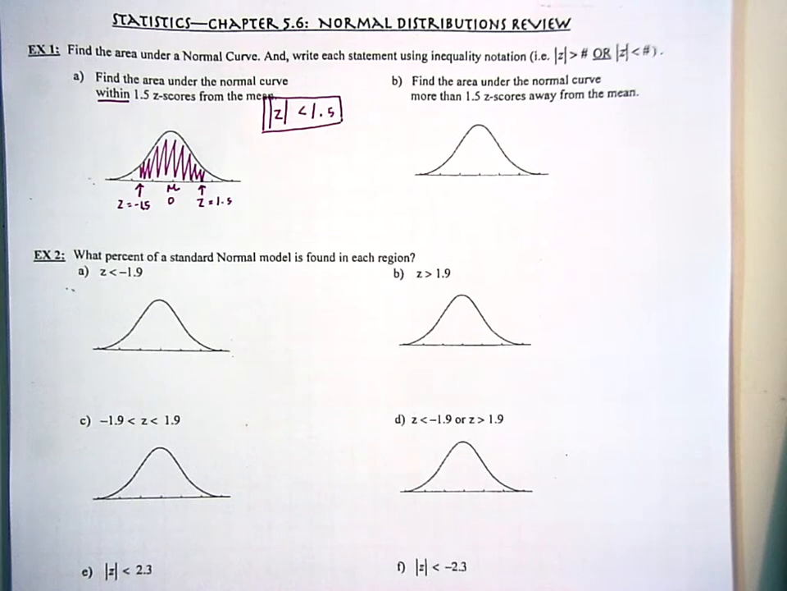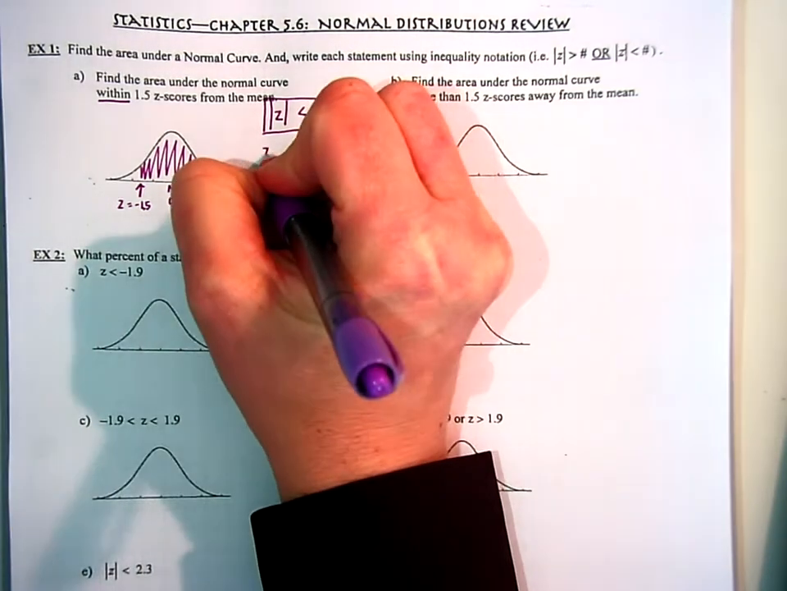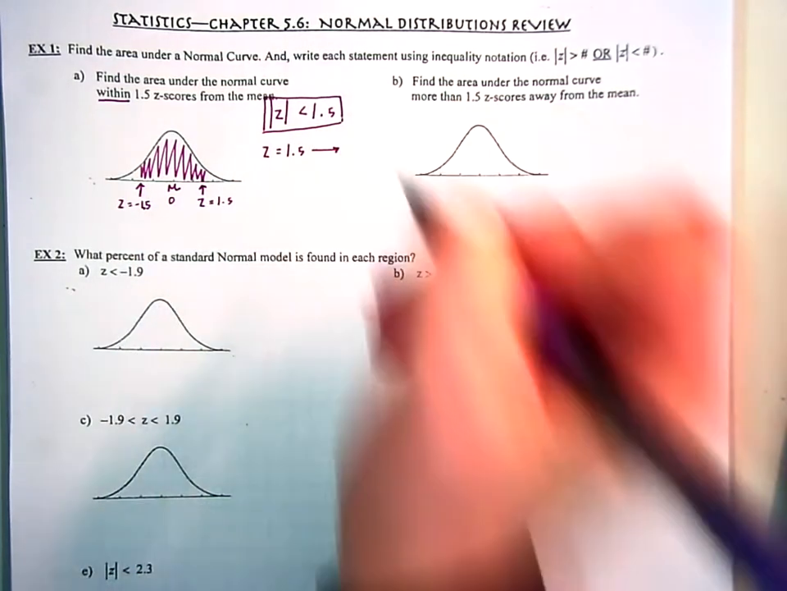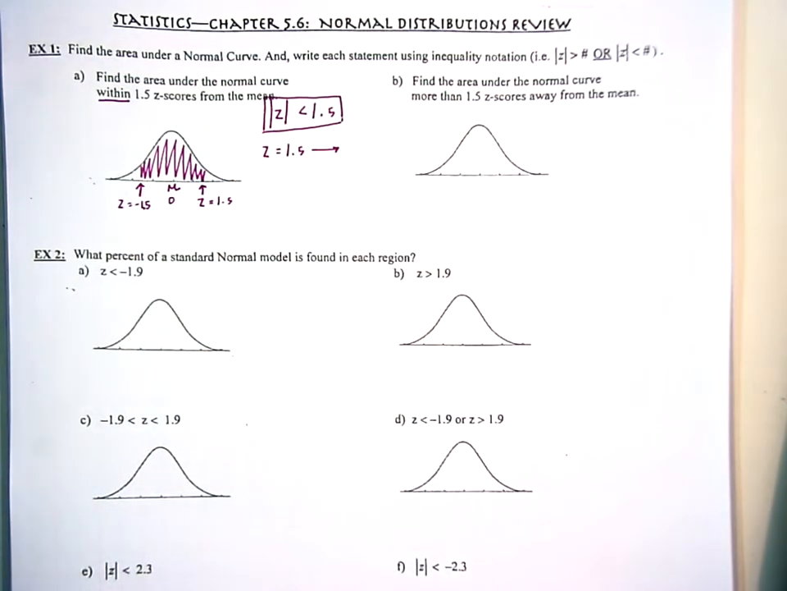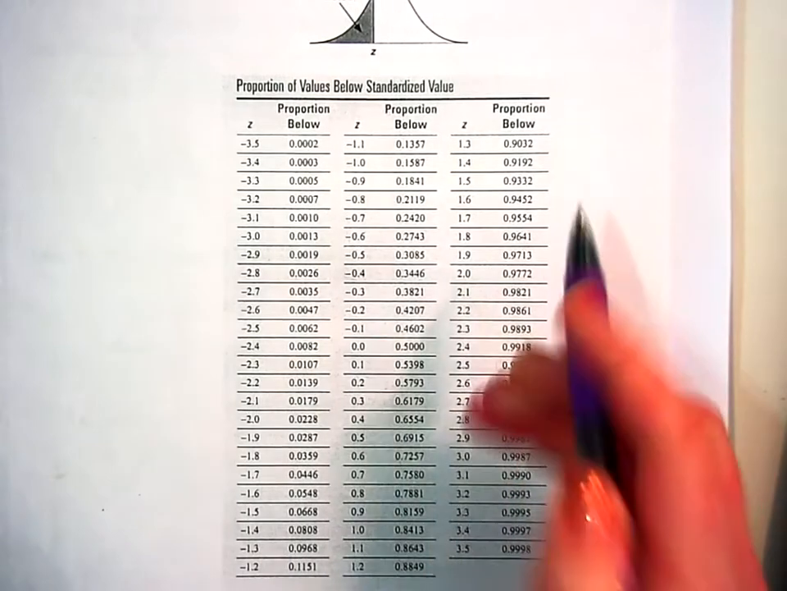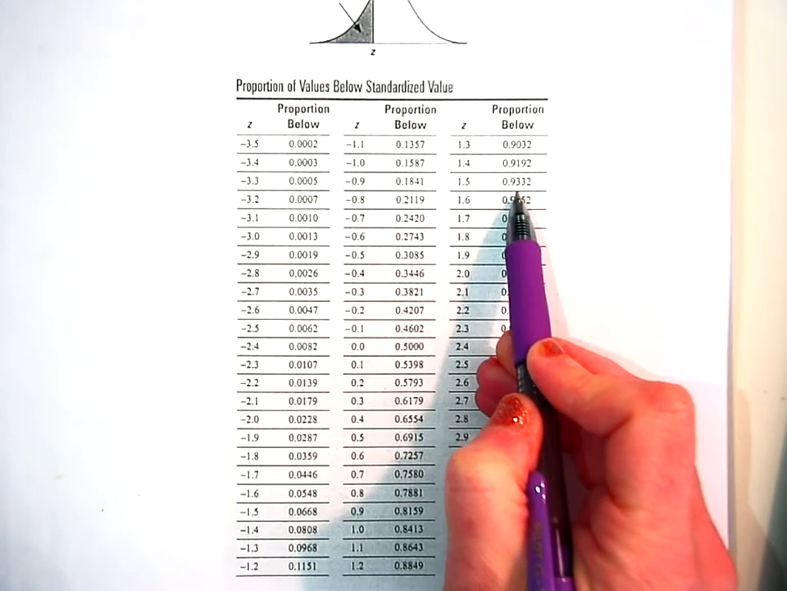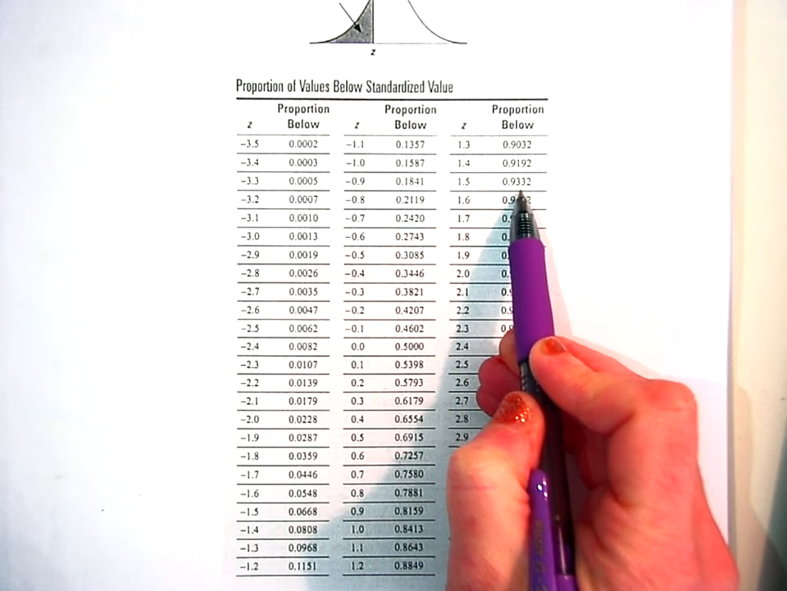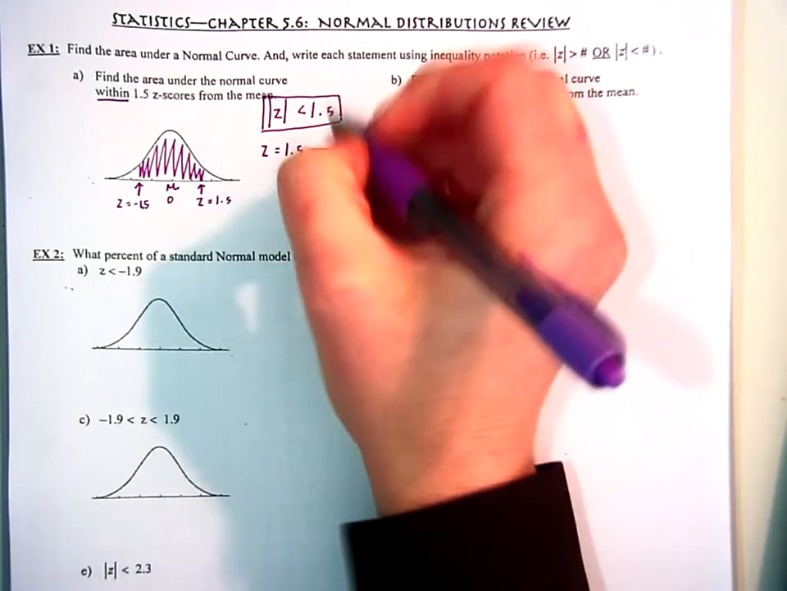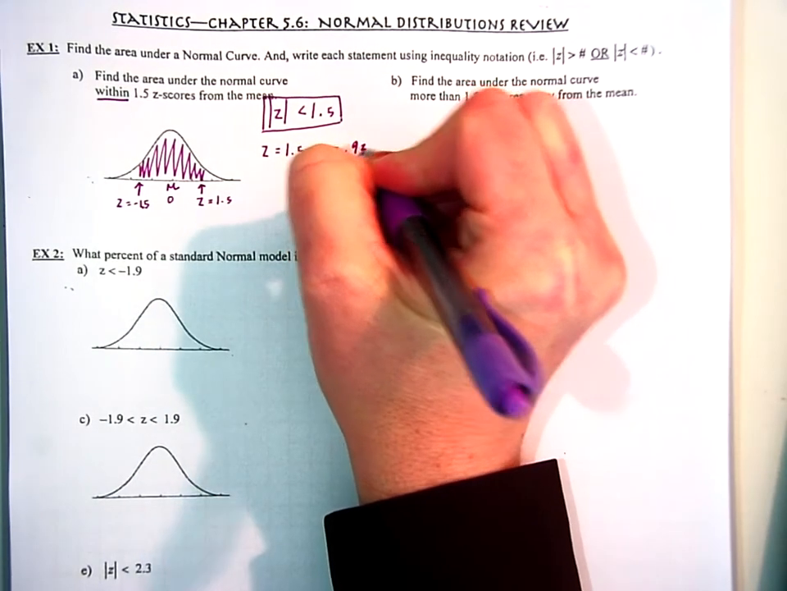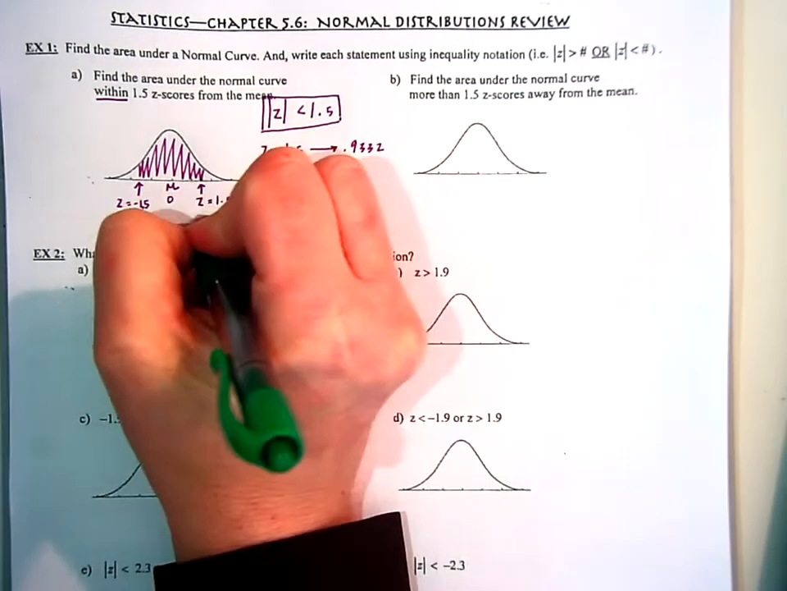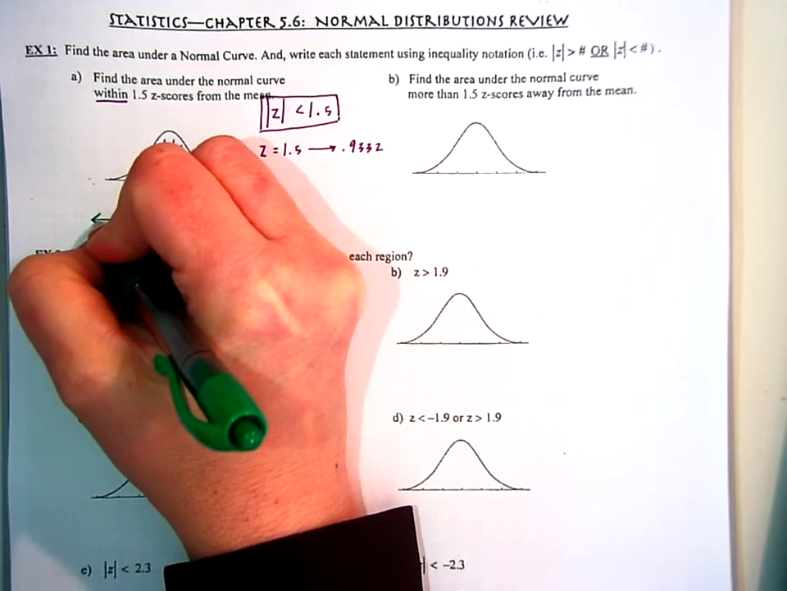So I'm going to go to my z-score chart and I'm going to look up a z-score of 1.5. And I want to find what is its area to the left. That's what my chart does, always to the left. So if I look up 1.5, there we go. So we see that the area, the proportion below is 0.9332. And that is telling me this area below it.